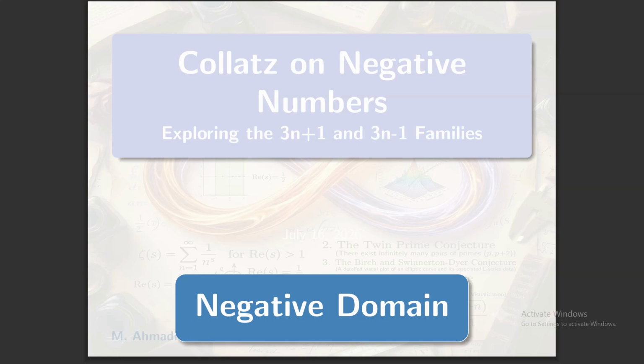Today we are going to explore something fascinating, the Collatz Conjecture, but applied to negative numbers. As you know, the Collatz Conjecture is one of the most famous unsolved problems in mathematics. It is simple to state, but incredibly difficult to prove. Most people study it on positive integers, but today we are going to look at what happens when we extend this problem to negative domains. We'll explore two versions, the standard 3n+1 and a modified version 3n-1, and compute their behavior in negative integers.